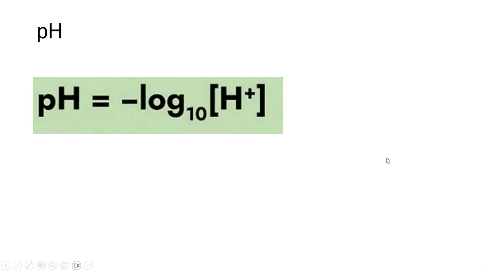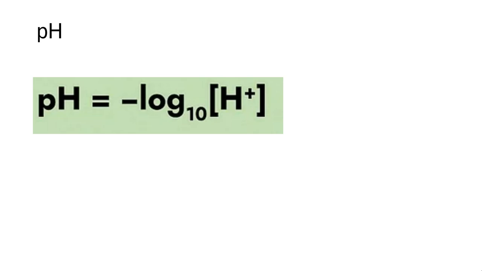pH is just a logarithmic scale of H plus ion concentration. So you're going to have proton concentration H plus, and that tells you whether something's acidic or basic. If you look at the H plus concentration, it's going to be like 1 times 10 to the power of minus something. So if you want to get that into a normal reasonable number, you take minus log 10 of that, and that makes it a logarithmic scale. Then you'll get a normal number like 3 or 4 or 5 that you can read.